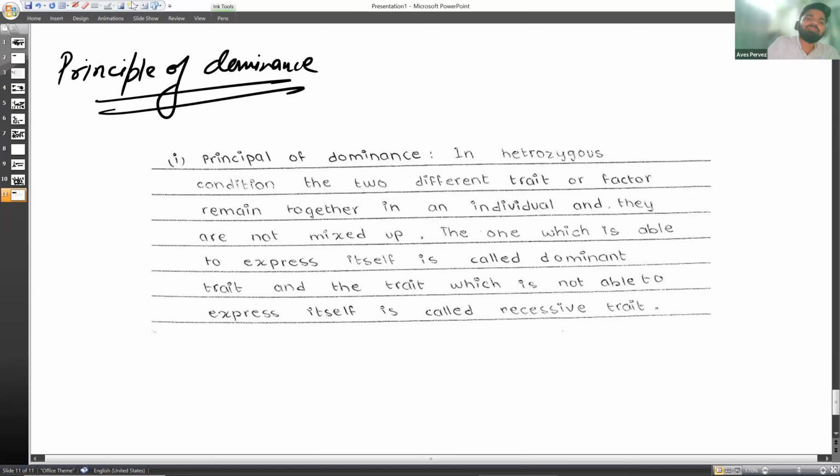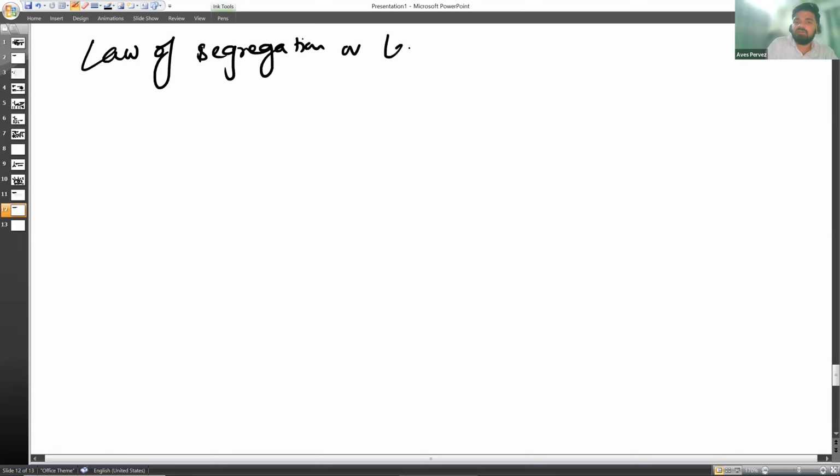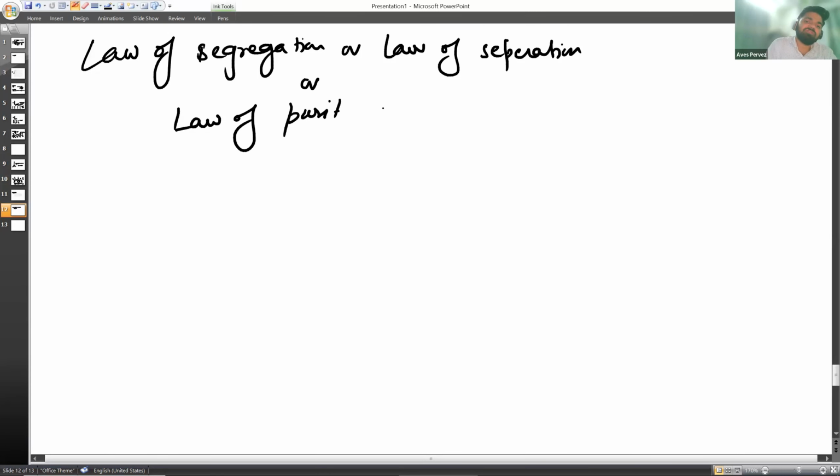Now the second law. For this monohybrid cross, he gives another law, that is the law of segregation, or law of separation, or law of purity of gene. We call it the law of purity of gene. And what does it state?